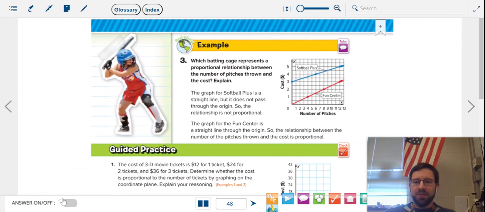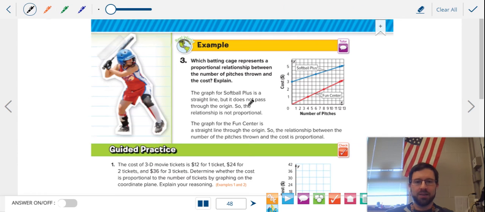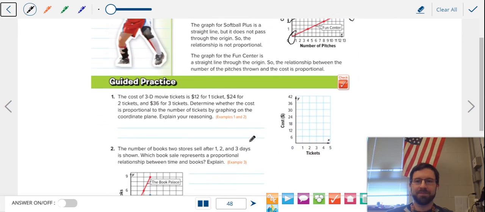All right. If you ever have to compare the 2 lines, right? Easy peasy, right? So these are both lines. This one goes to the origin. That's proportional. This one does not. That's not proportional. It's super easy to compare lines and see if they're proportional or not.